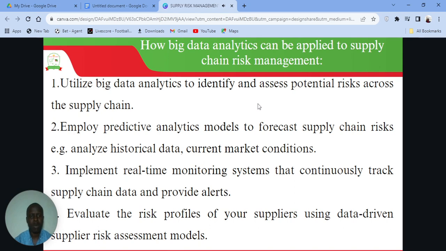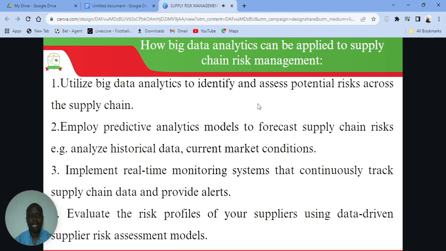Now, how can big data analytics be applied in supply chain risk management? Number one is we utilize big data analytics to identify and assess potential risks across the supply chain. So the big data analytics can assist us to identify risks. The other one is they are able to employ predictive analytics models to forecast supply chain risks.